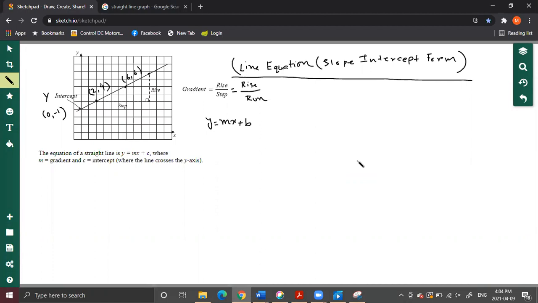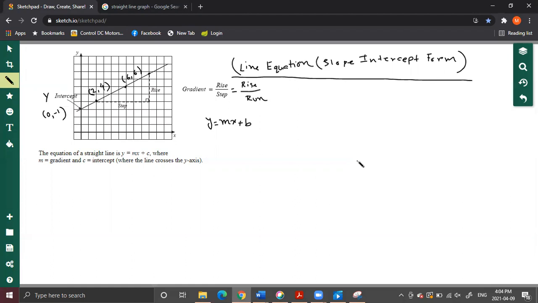I just copied this from Google. So they're saying gradient is equal to rise over step. Instead of that, we learned that we are using the same thing. Step and run is the same thing. So we are saying it is rise over run, and they're using the formula y equal to mx plus c, and we will stick to our original formula y equal to mx plus b, where b is the y-intercept. In there, c is the y-intercept. It doesn't matter. Just different variables.